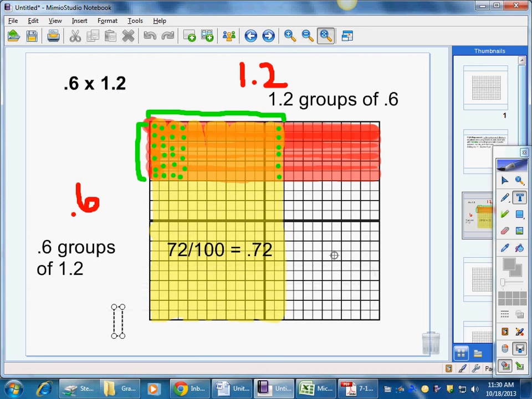Well, this has been a little longer than I anticipated. I hope it's of some benefit to you. We could stop now and think about the fact that this is also modeling 6/10 times 1 and 2/10. But we'll do that later in class, I'm sure, this year.